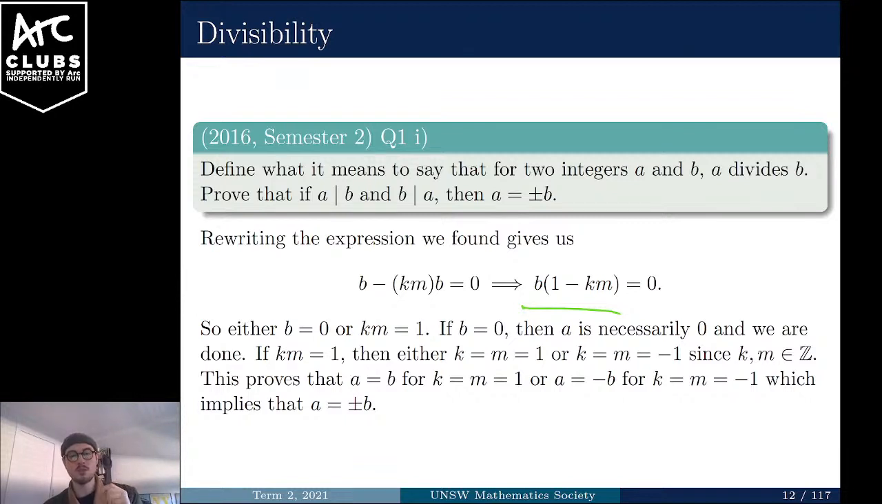So let's look at the other factor, 1 minus km. Let's see what happens if that equals 0. So if 1 minus km is equal to 0, right, we can move things around, and therefore km is equal to 1. Well, we're talking about integers here, so k and m are integers.